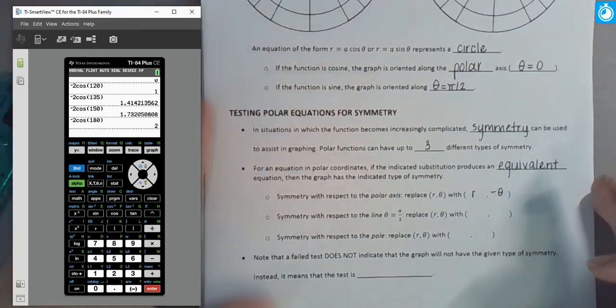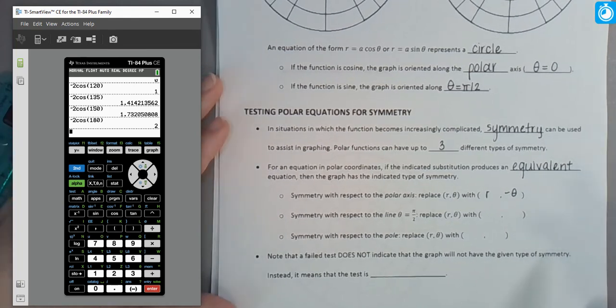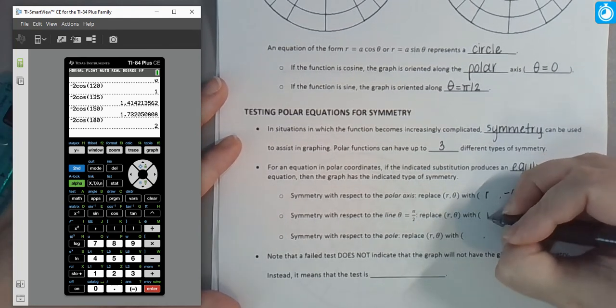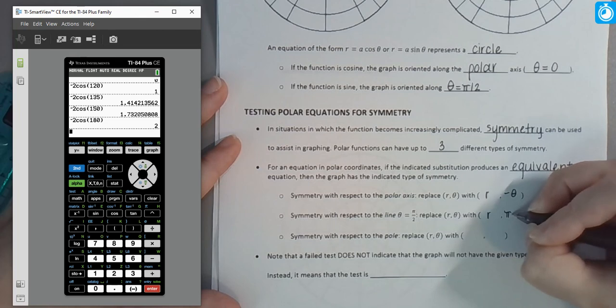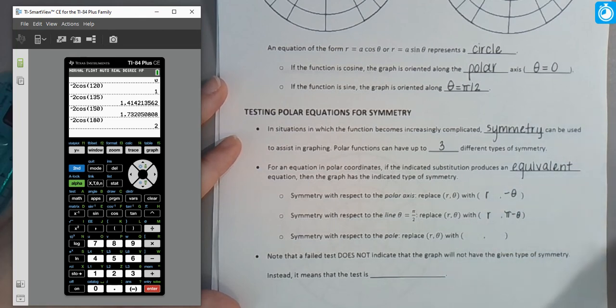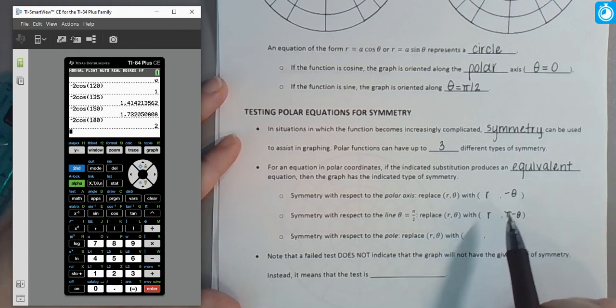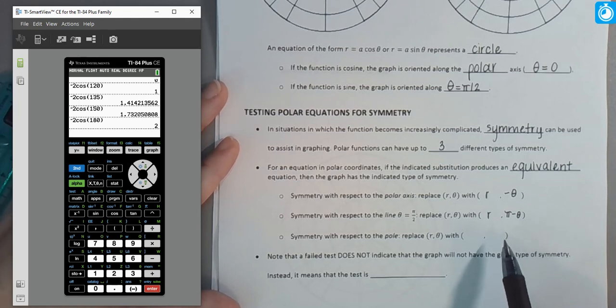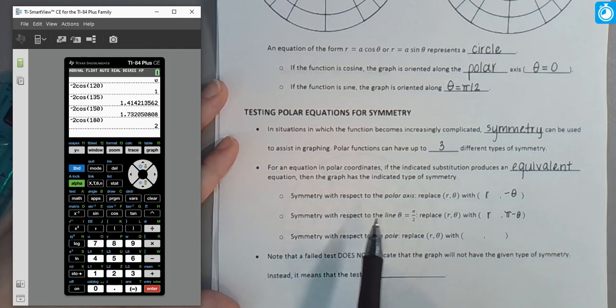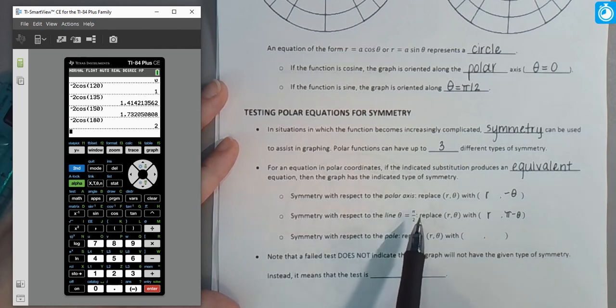Now the test here, we're going to replace r and theta with r and pi minus theta. So not just a negative theta, but pi minus theta. If we can substitute this into our equation and produce an equivalent equation, something that matches the original, then that's our indication that we have symmetry with respect to this line.